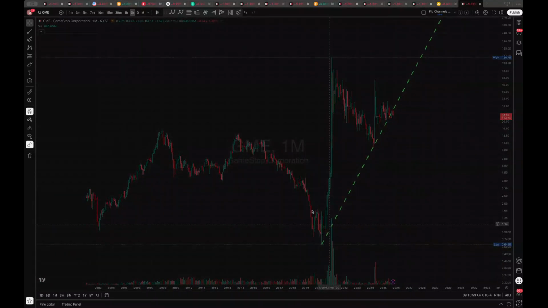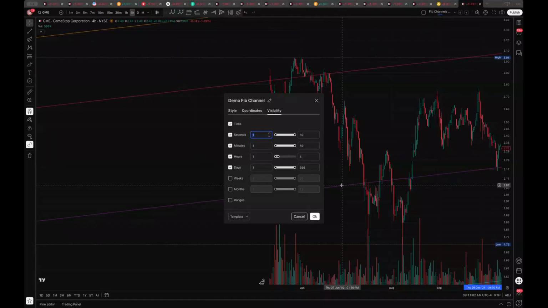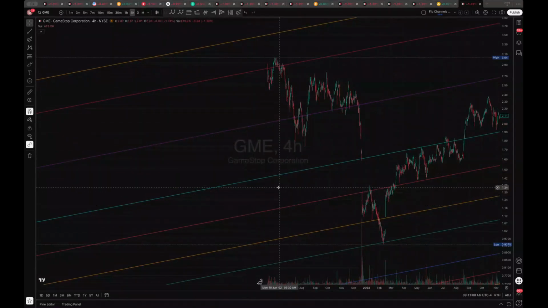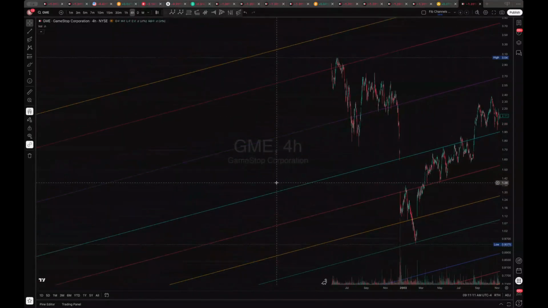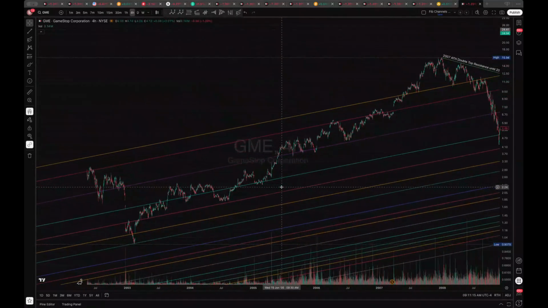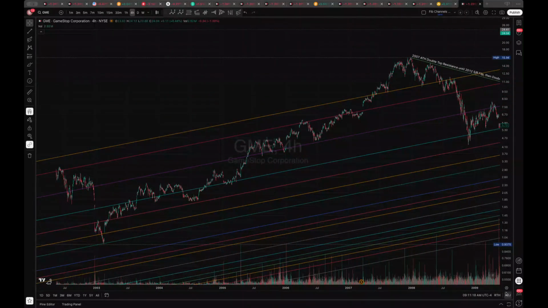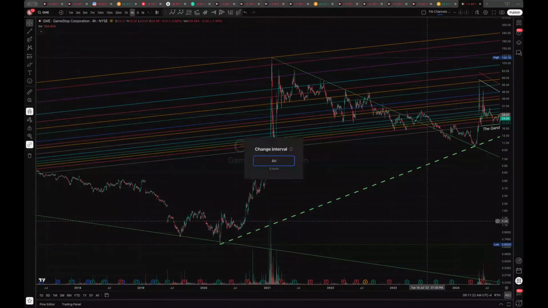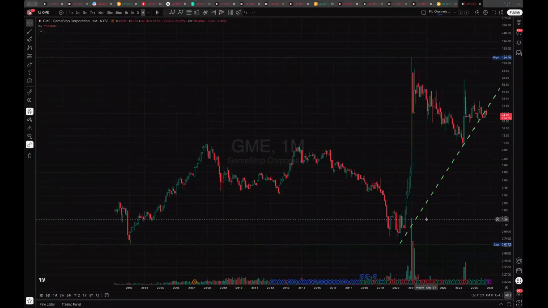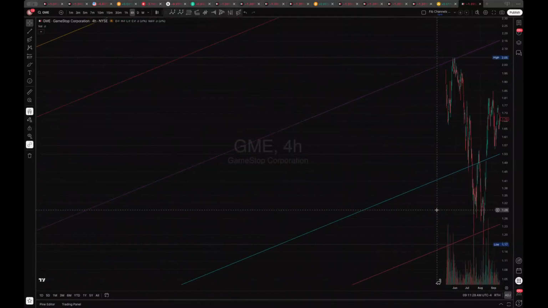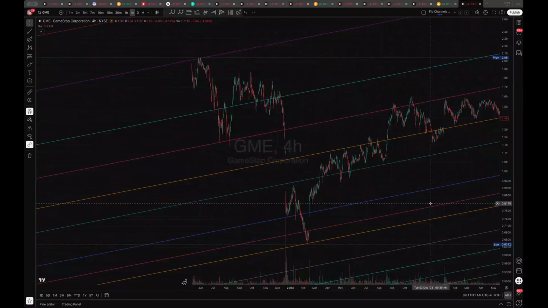Go to the 4-hour chart. Demo Fib channel. It's the same thing. And I just went back to 2002. And this is not adjusted for dividends. So what happens if I adjust for dividends? So we're going to do that. All right, now we're adjusted for dividends. Now what's it look like?